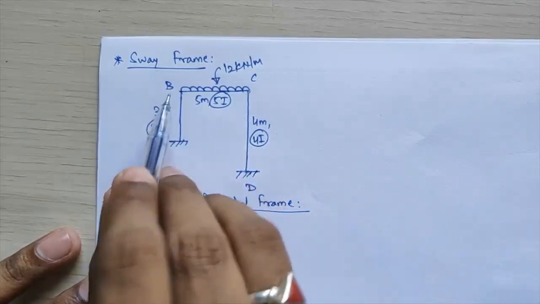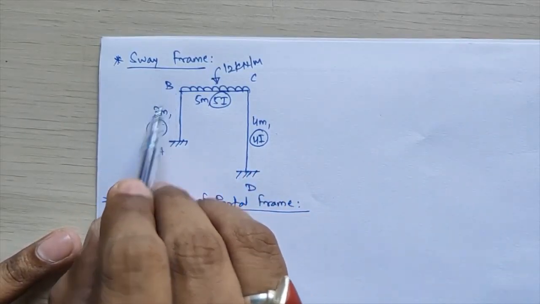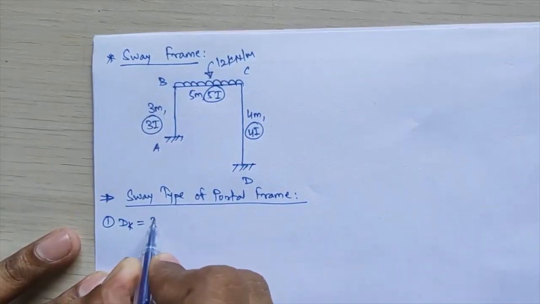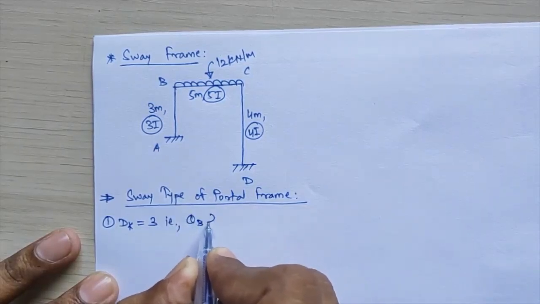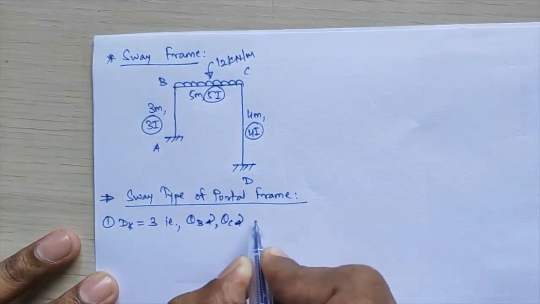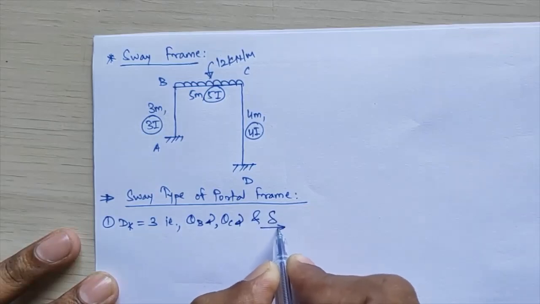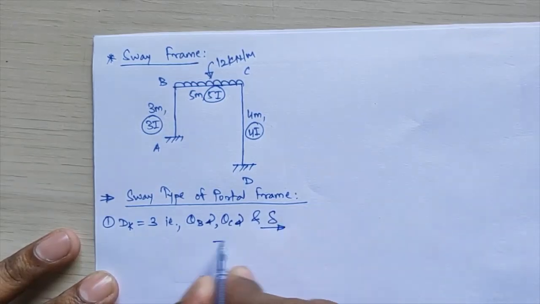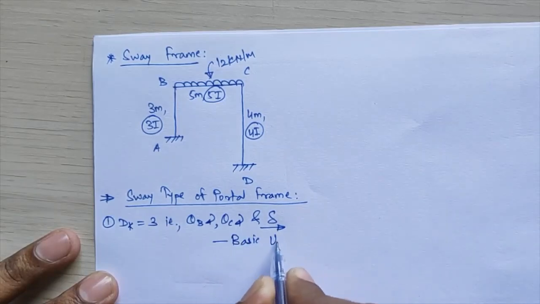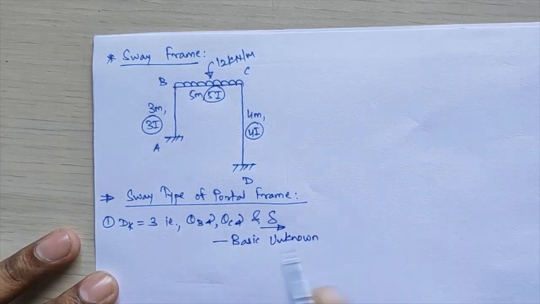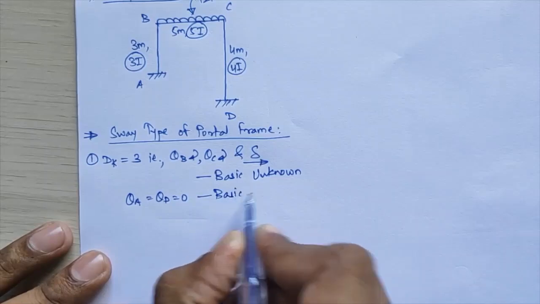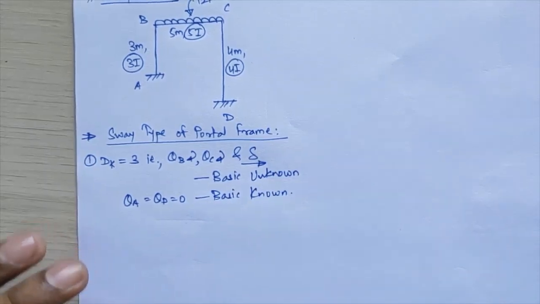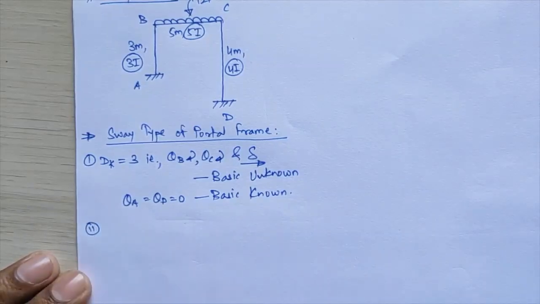But this frame is a sway frame, so the DKI value increases by 1, and the total DKI comes equal to 3. Those are theta B clockwise rotation, theta C, and the additional value, the sway coefficient delta. So these three will be your basic unknowns that you have to calculate. The basic known values are theta A and theta D, both equal to 0.